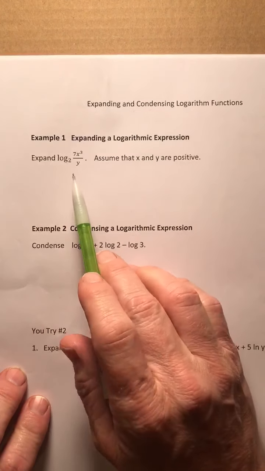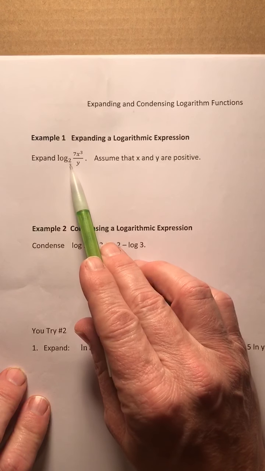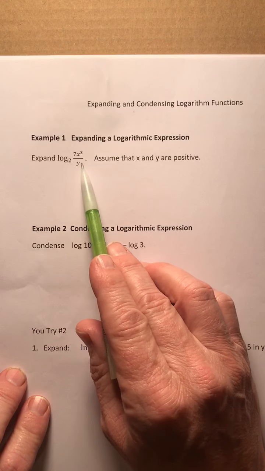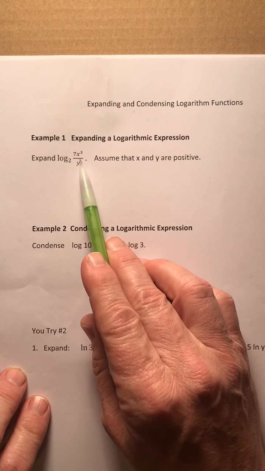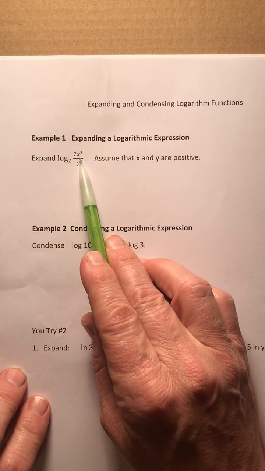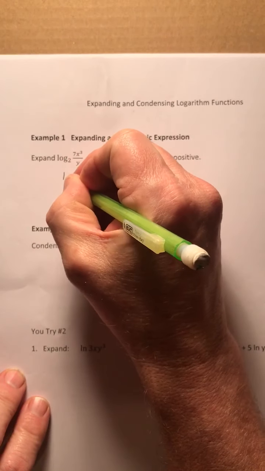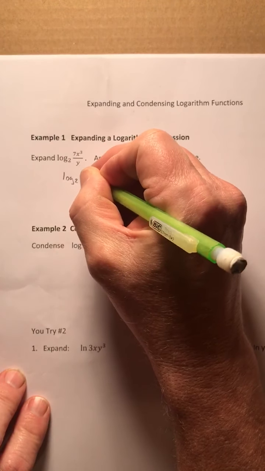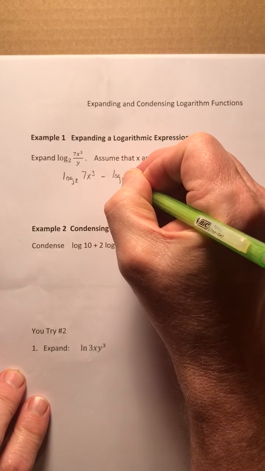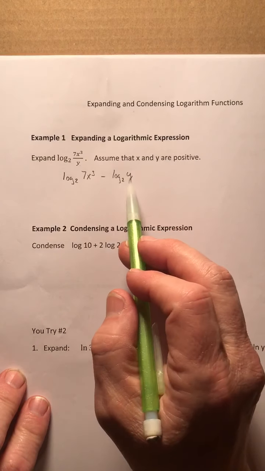So we're going to expand this one. It is log base 2 of 7x to the third divided by y. The first thing we're going to do is get rid of this division, and it changes from division to subtraction. So we would make this log base 2 of 7x cubed minus log base 2 of y. All right, so now that's pretty much by itself.